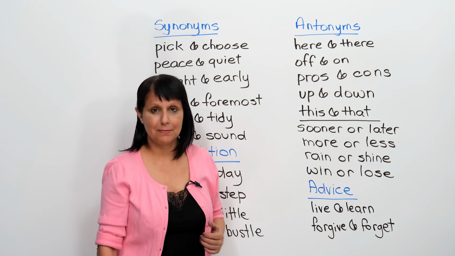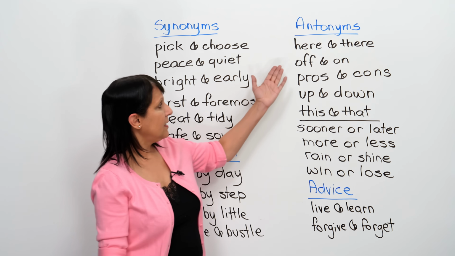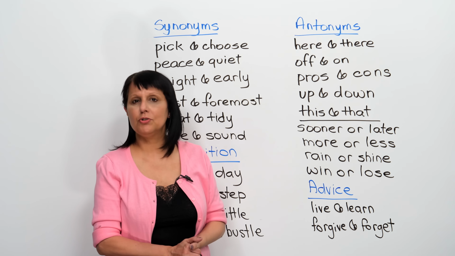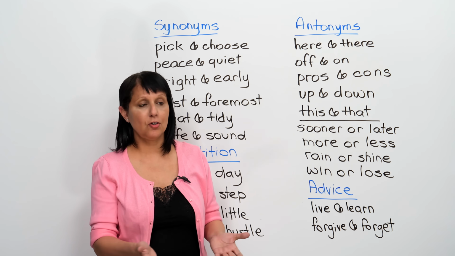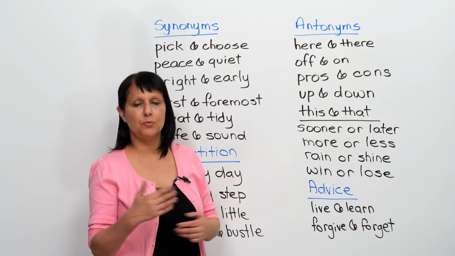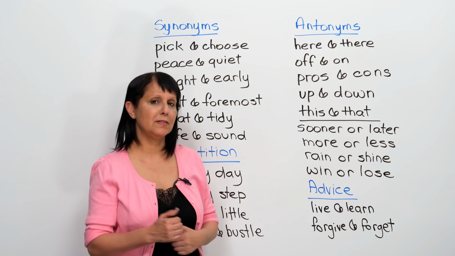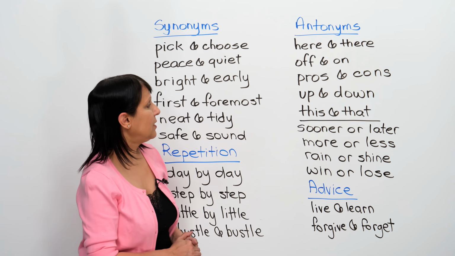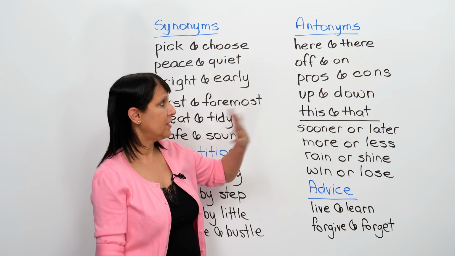Next, let's look at some antonyms where there are opposites. Here and there. What do you usually do on the weekends? This is a common IELTS speaking question. Well, we go here and there. Sometimes we go to the mall. Sometimes we go to the park. Sometimes we go to the library. Okay? Off and on. Okay?